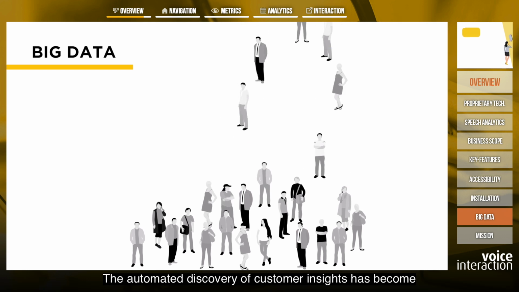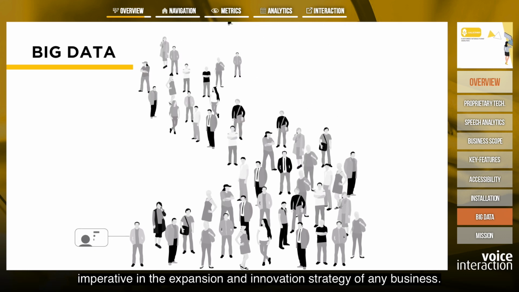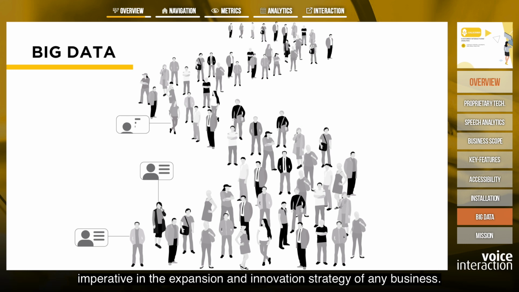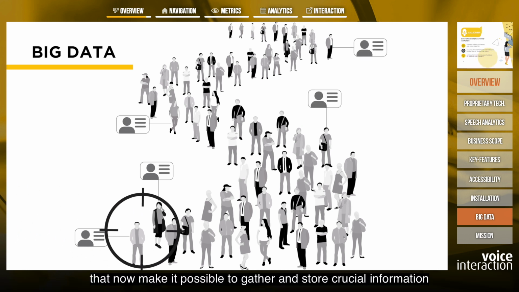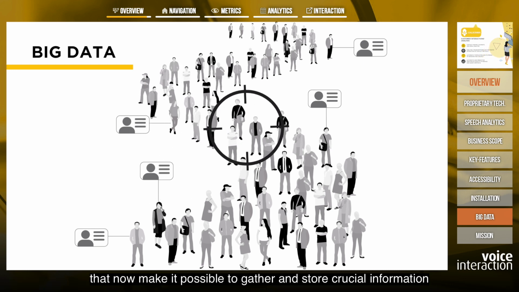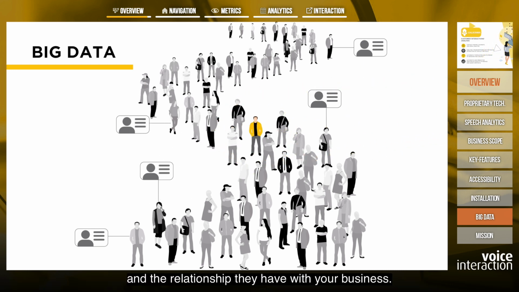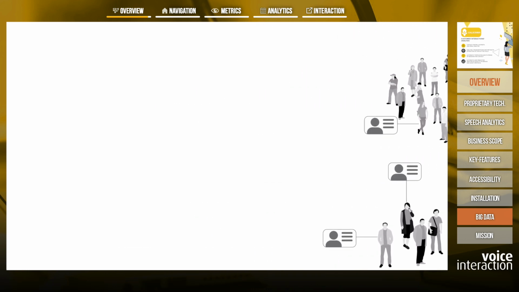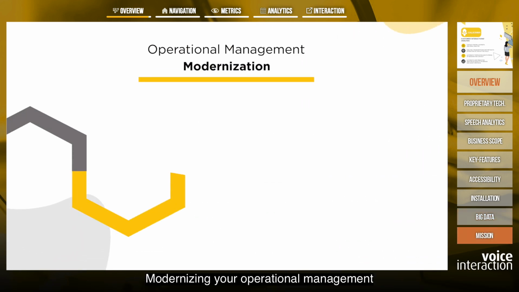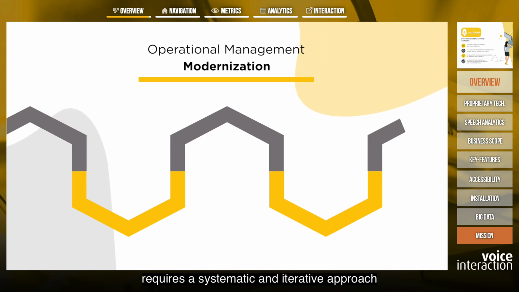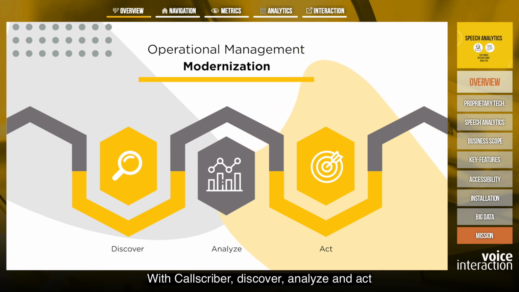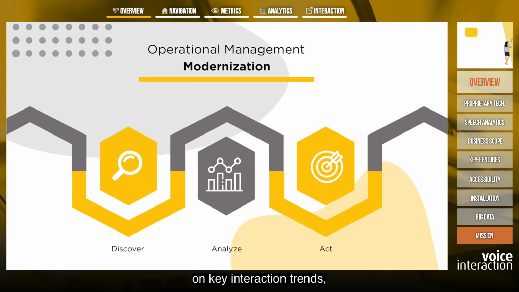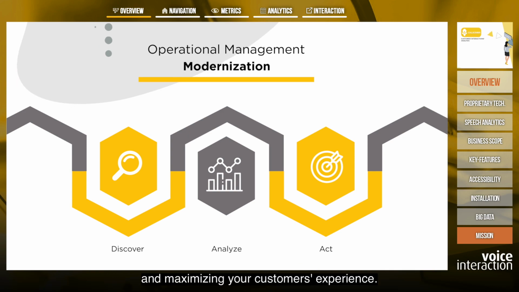The automated discovery of customer insights has become imperative in the expansion and innovation strategy of any business. This approach is justified based on advances in computing that now make it possible to gather and store crucial information about your customers and the relationship they have with your business. Modernizing your operational management requires a systematic and iterative approach at all levels. With Callscriber, discover, analyze, and act on key interaction trends, minimizing contact points, and maximizing your customer's experience.